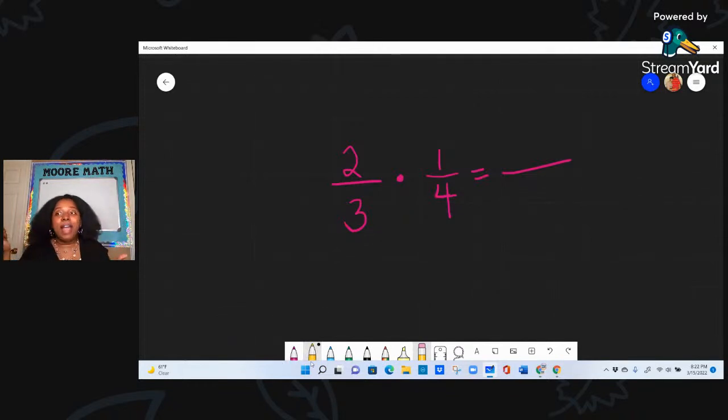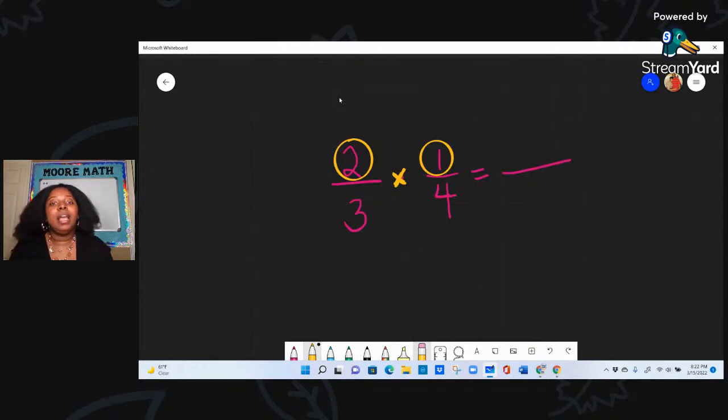For multiplying fractions, we just multiply straight across. That's it. So you're going to do 2 times 1. I'm a middle school teacher, so we don't use X for multiplication anymore. If you see me use a dot, that's just multiplication. So 2 times 1 is 2, and 3 times 4 is 12. And you did it. You just multiplied fractions. Now, if you want to reduce it, that's fine.